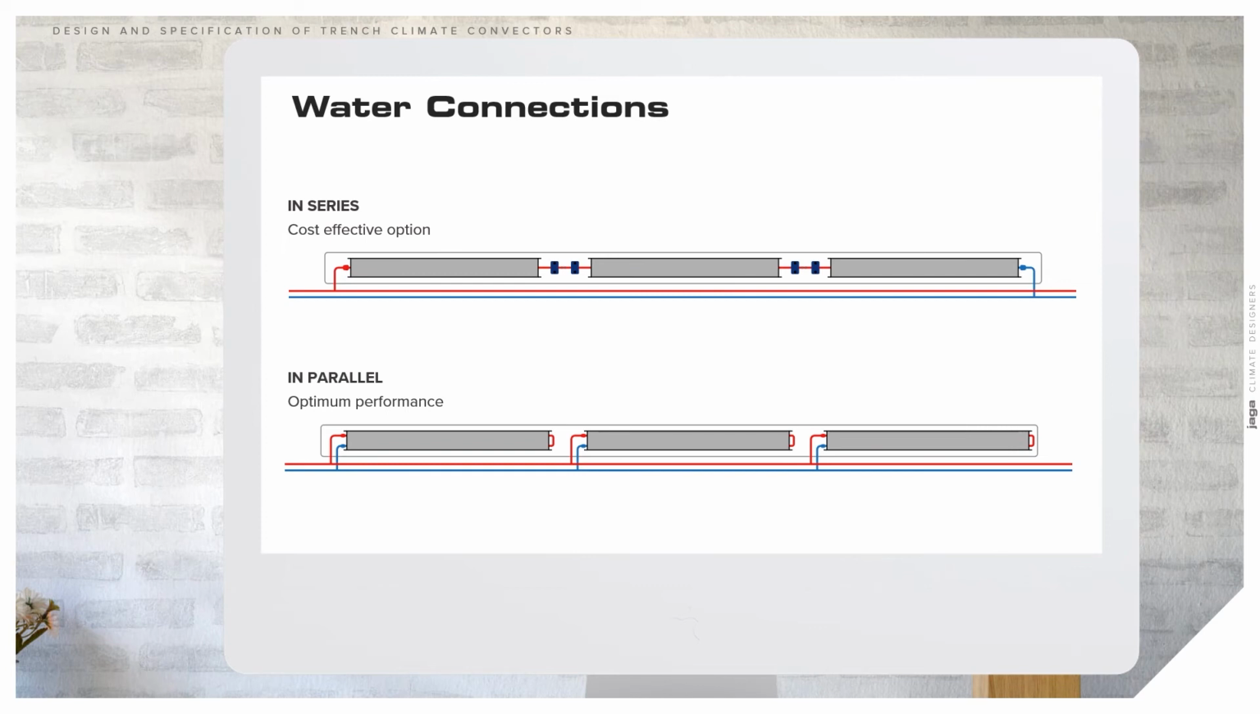There are generally two ways trench climate convectors can be piped up. The first is in series. This is a cost-effective option, but take caution in your design to ensure a balanced performance across all active units. Alternatively, they can be in parallel. This can be more expensive and time-consuming, but provides optimum heating and cooling performance for each individual active unit. Please consider control functionality before deciding your preferred piping option.